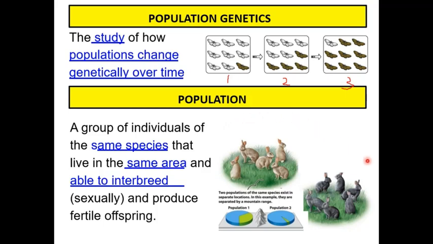We can see an example here. We have two different colors of rabbit that live in different areas, area A and area B. Even though these two rabbits are the same species, they are considered as different populations.